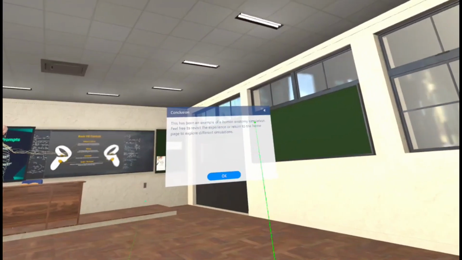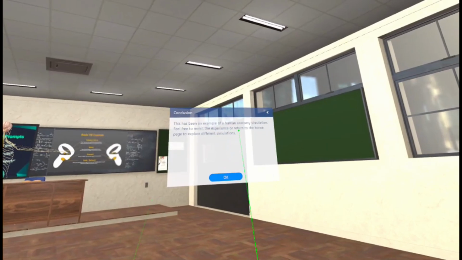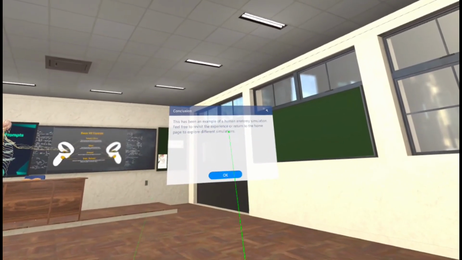This has been an example of a human anatomy simulation. Feel free to revisit the experience or return to the homepage to explore different simulations.